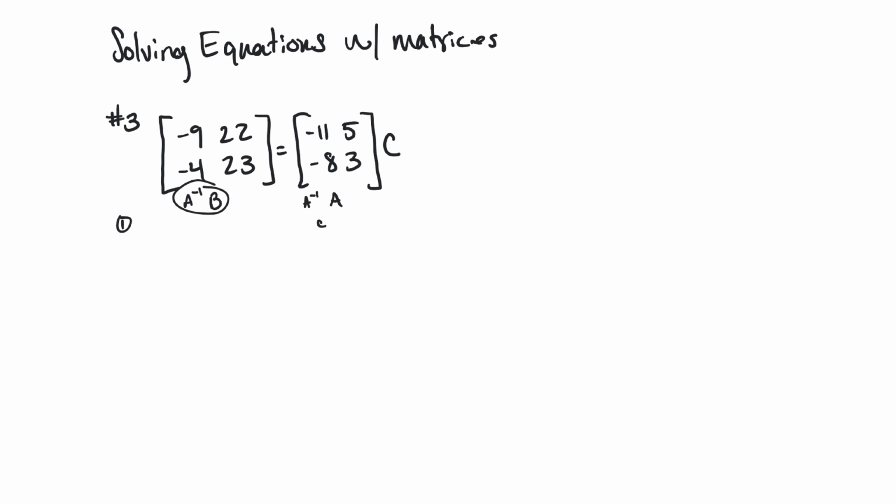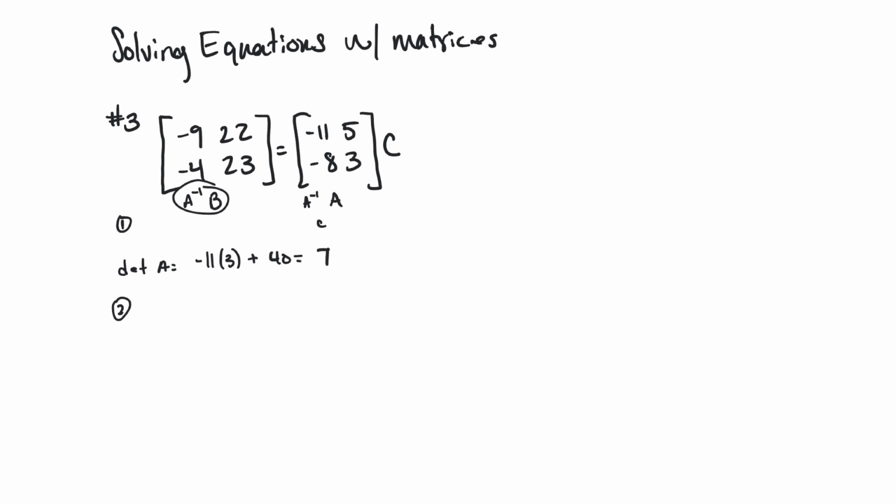So what I'm going to do first is find the determinant of matrix A. That's pretty straightforward. It's going to be -11 times 3 minus -40, which is 7. That's the first thing I look for.